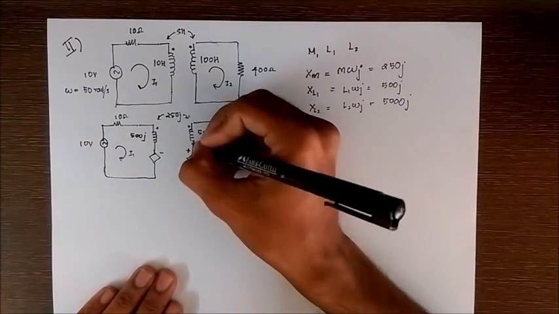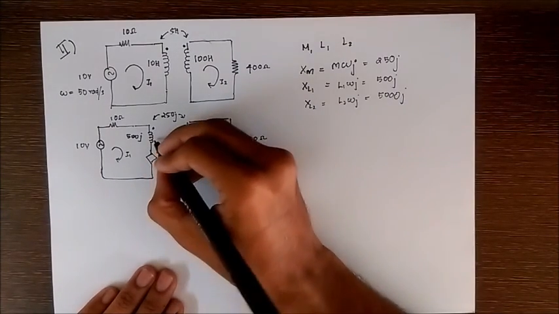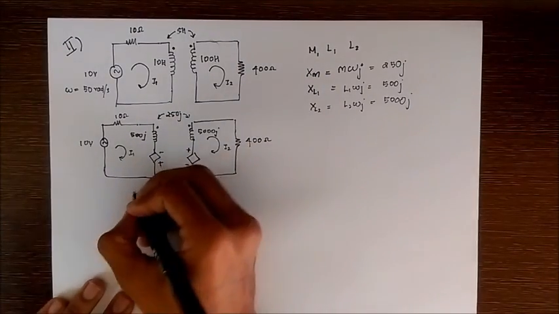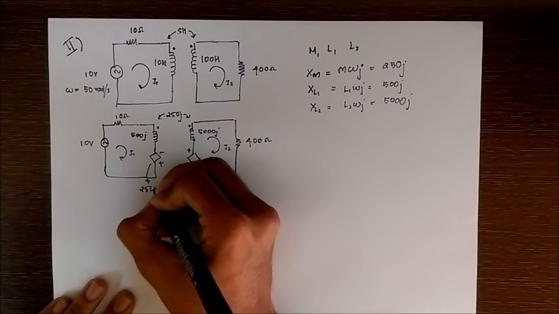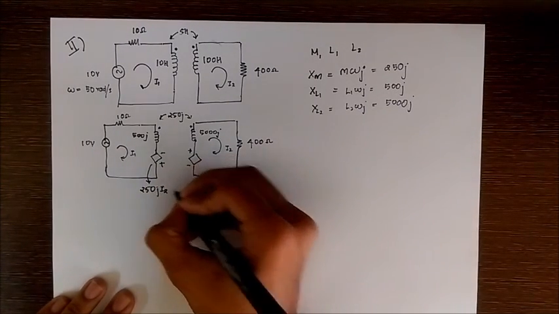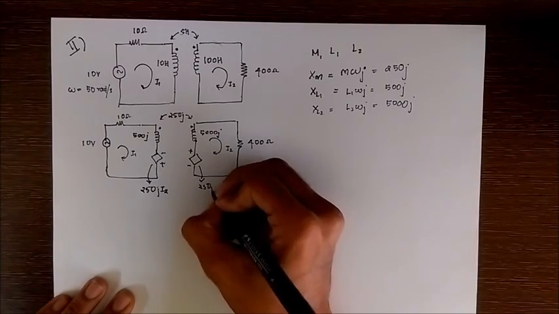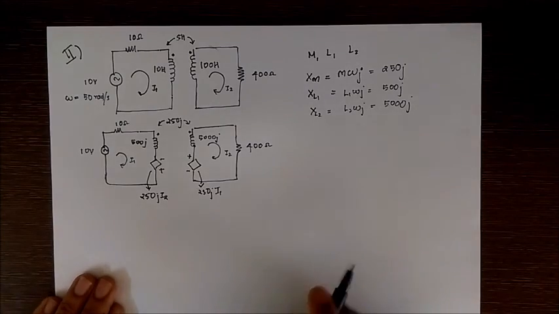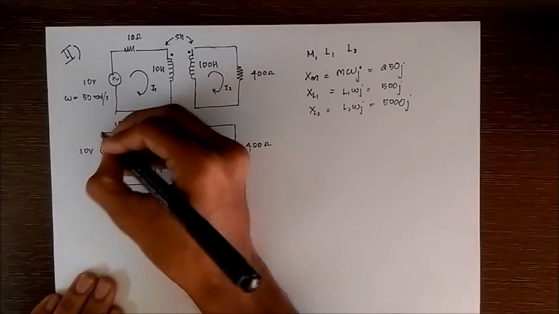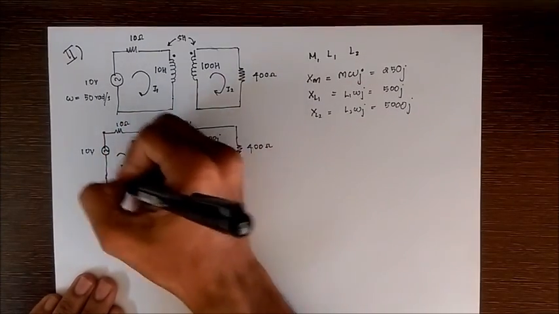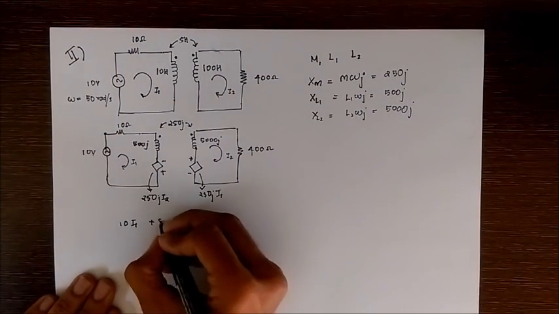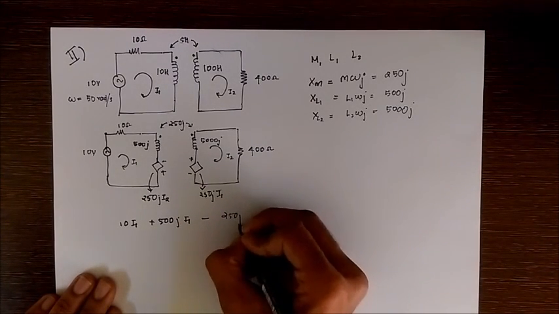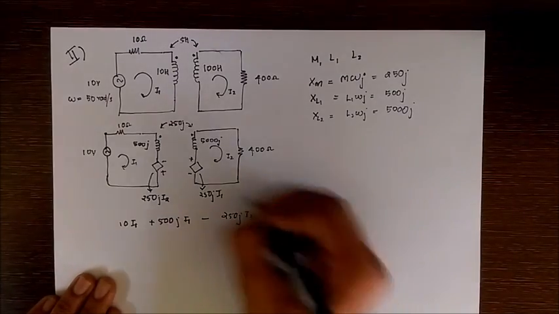And similarly, here the side with no dot gets the positive sign and here negative, and the values, as you know, are 250J I2 and here it is 250J I1. That is, we can directly write the mesh equations. Writing from this point, and I'll have to end at that exact point: 10I1 plus 500J I1 minus 250J I2 equal to 10.